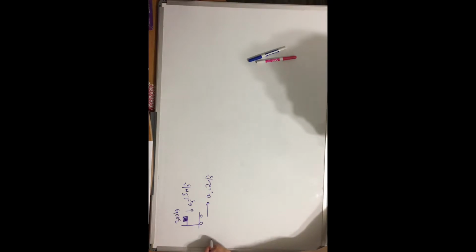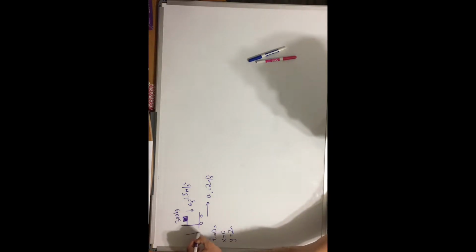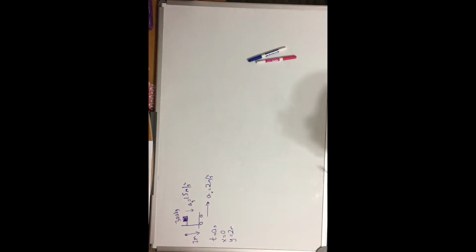So your t equals 0 conditions are x equals 0 and y equals 2 meters. So this guy is 2 meters above the ground at the beginning. So that's basically the picture, that's what's happening.